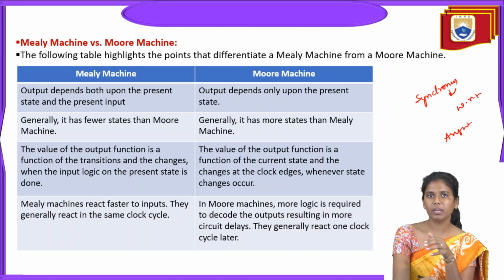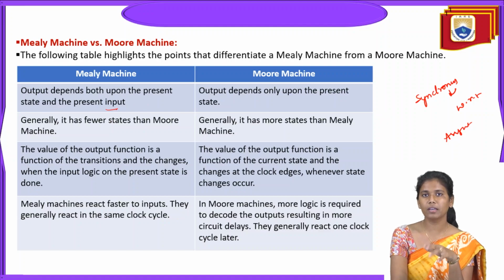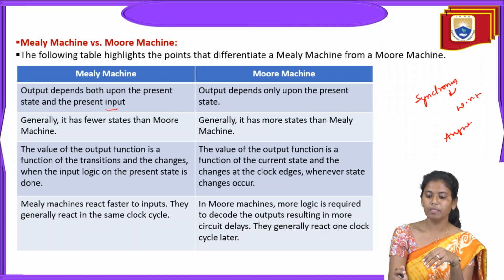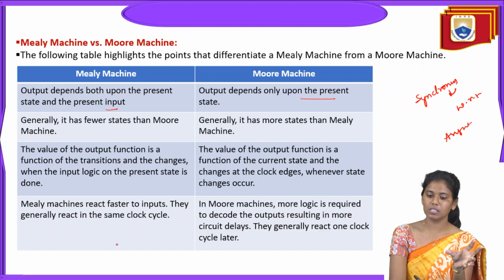Now coming to the Mealy and Moore machines, in the Mealy machine the output depends upon the present state and the present input. These are the two important machines to be considered, and by considering these two machines, we can switch from one machine to another, using various algorithms. In the Moore machine, the output depends only on the present state. It doesn't depend on the present input, just on the present state.